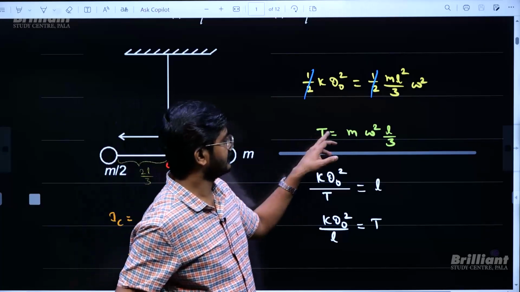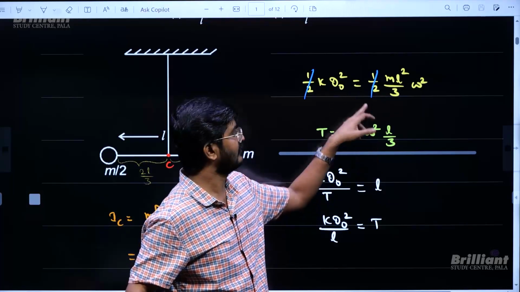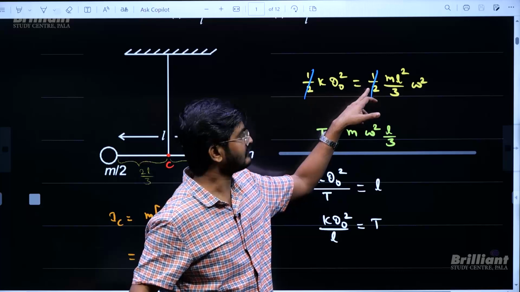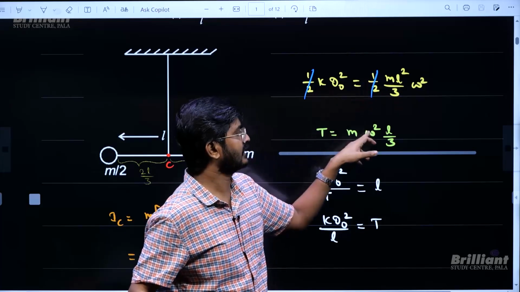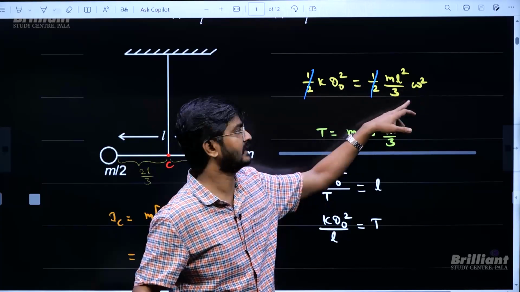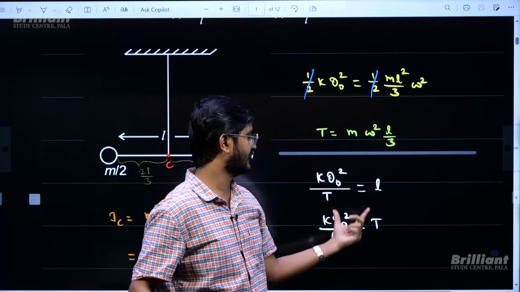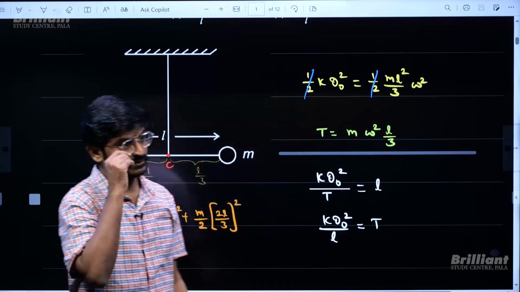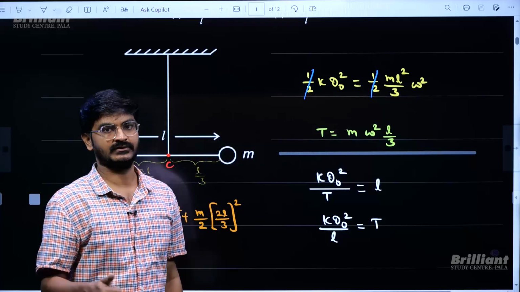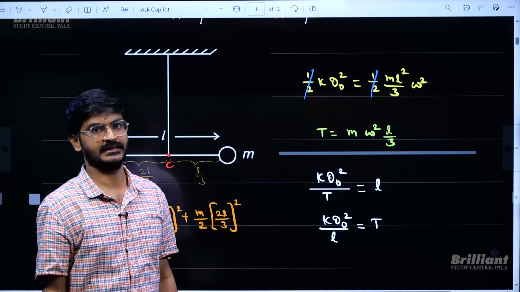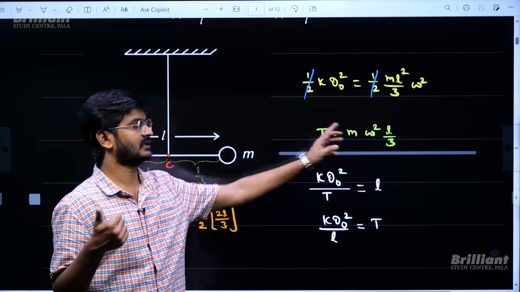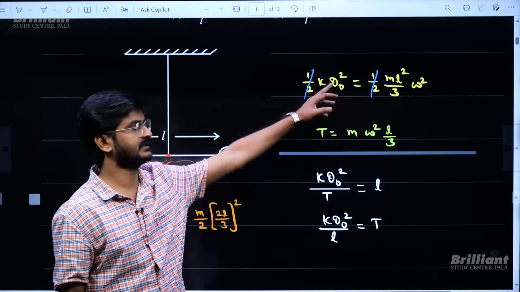So if I want to find tension, I should find omega. To find omega, I will go with energy conservation. I have to find omega and substitute, or I can take the ratio because I don't need omega itself. When I take the ratio, I will get the answer straightforwardly. So we need to find tension. Tension is what provides the centripetal force, but tension is a function of omega. We have to find omega using energy conservation.